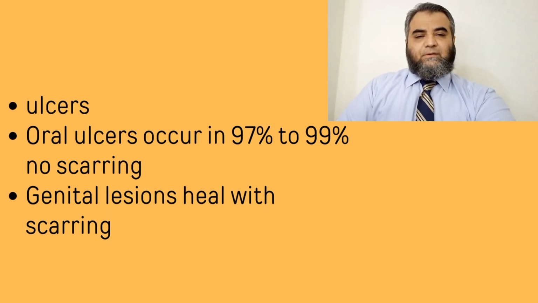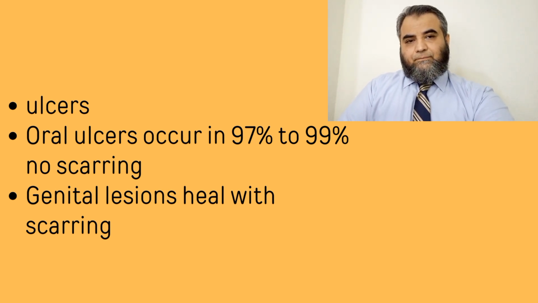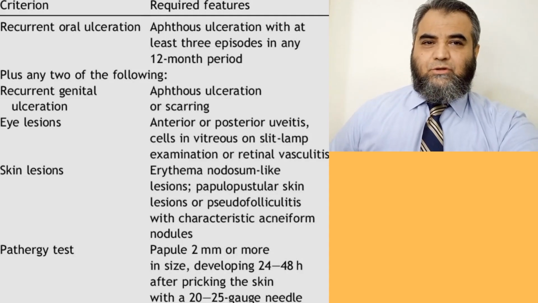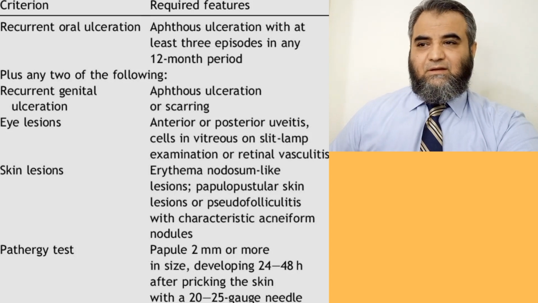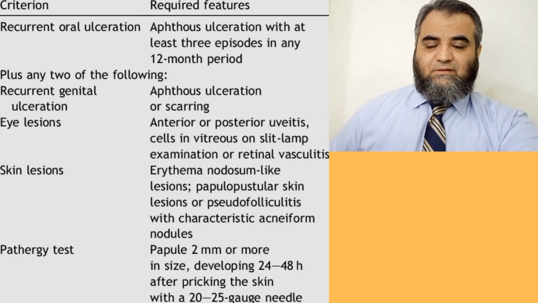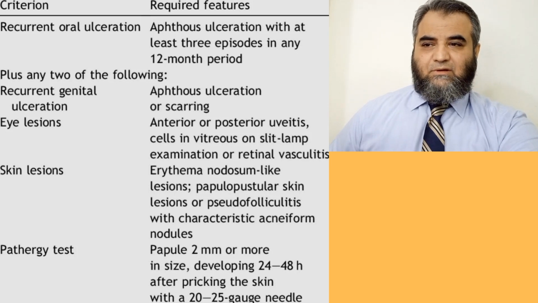As mentioned by Dr. Behcet in 1937, the same three things are still very important: oral ulcers, genital ulcers, and eye involvement. This is the triad of this disease. The oral ulcers usually heal without any scarring, but genital ulcers, when they heal, cause scarring. I mentioned that the most important thing is the presence of recurrent oral ulcers in these patients, three episodes in the last 12 months. After that, if any two of these things are present, they become very important in the diagnosis, for example recurrent genital ulcers, which as I mentioned heal with scarring.